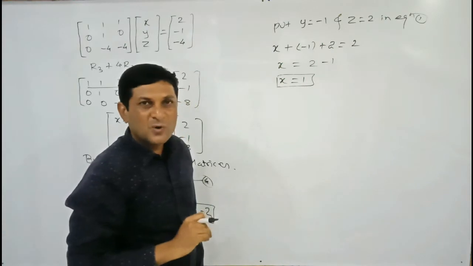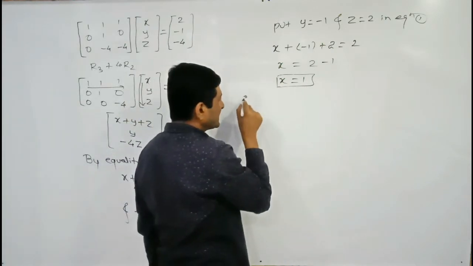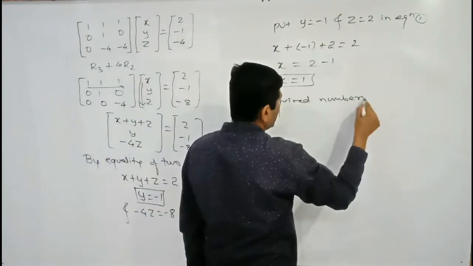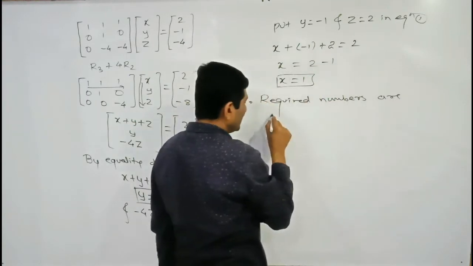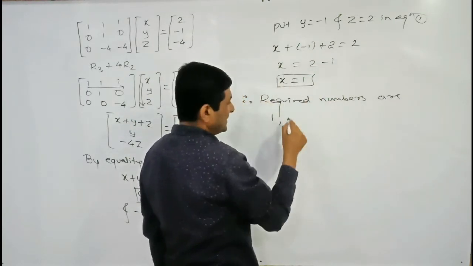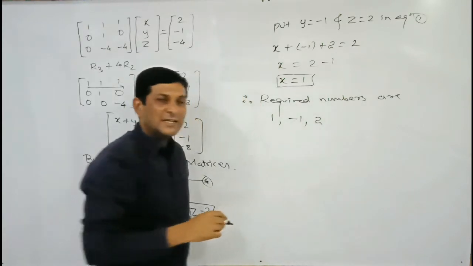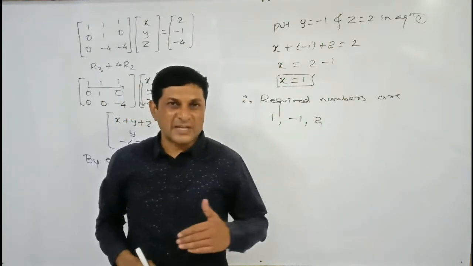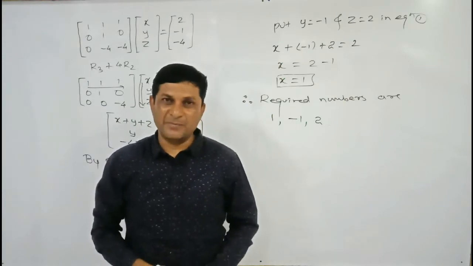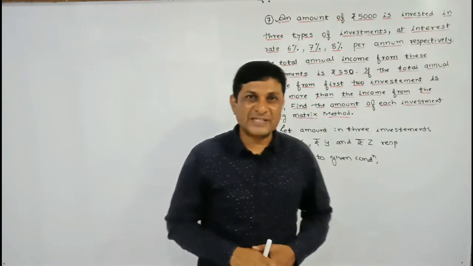So in this way we have got the values of x, y, z. We can say that the required numbers are 1, what is y, minus 1, and z is equal to 2. In this way we have got our 3 required numbers which satisfy the condition in the example. Now see example number 7.